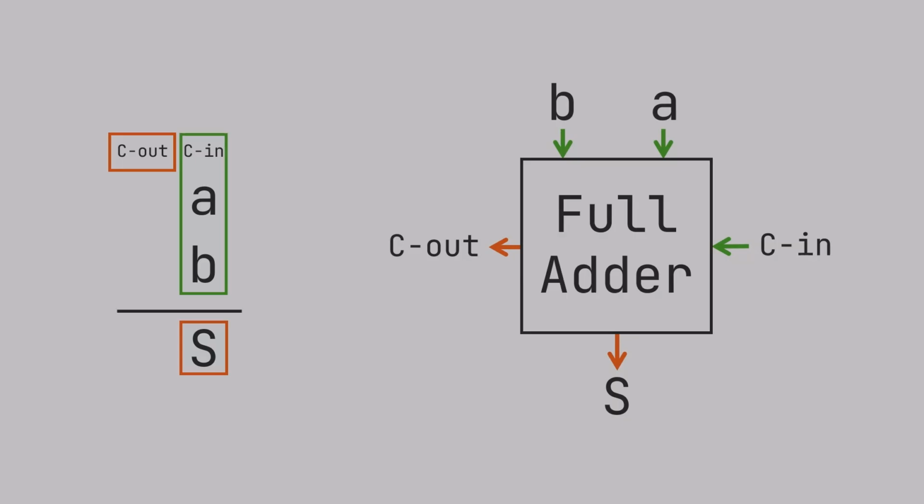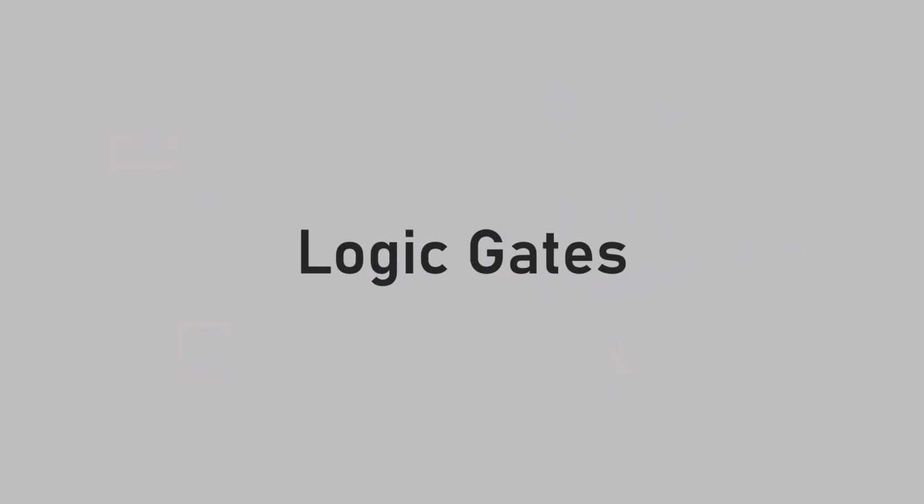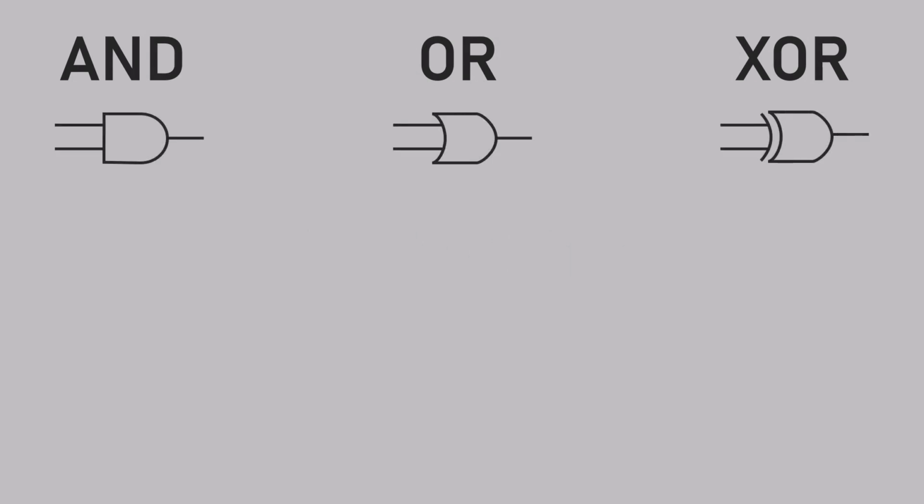To understand how a full adder works, we'll need to take a small detour and talk about logic gates for a moment. Logic gates are the building components of a computer, and they are built from transistors. To build the full adder, we'll need 3 types of logic gates, which are the AND, OR, and XOR gates. This is what these gates look like.